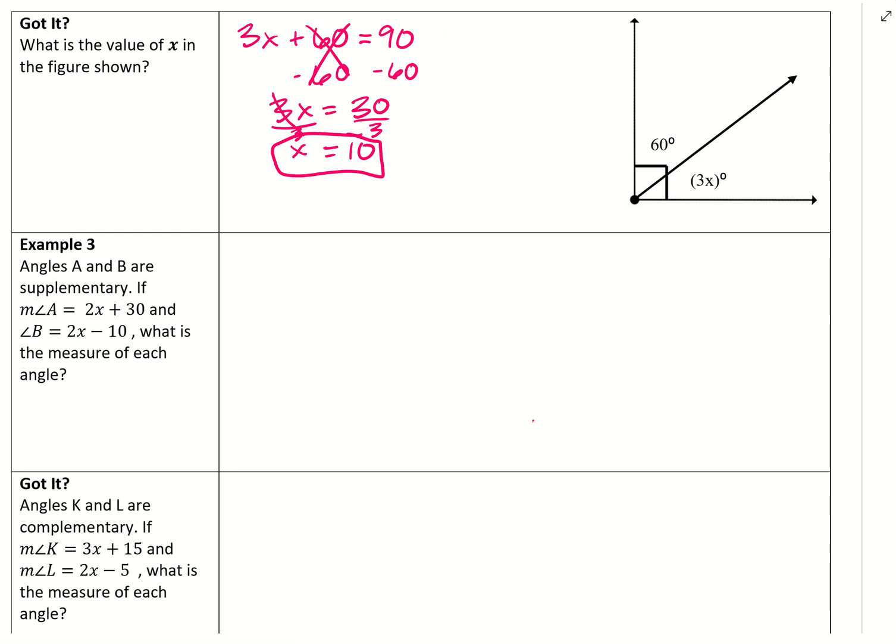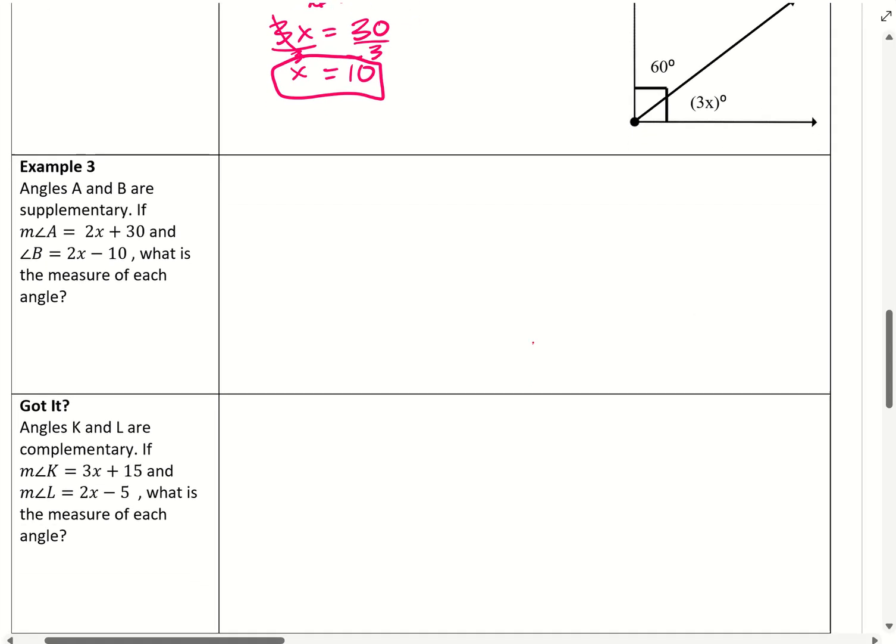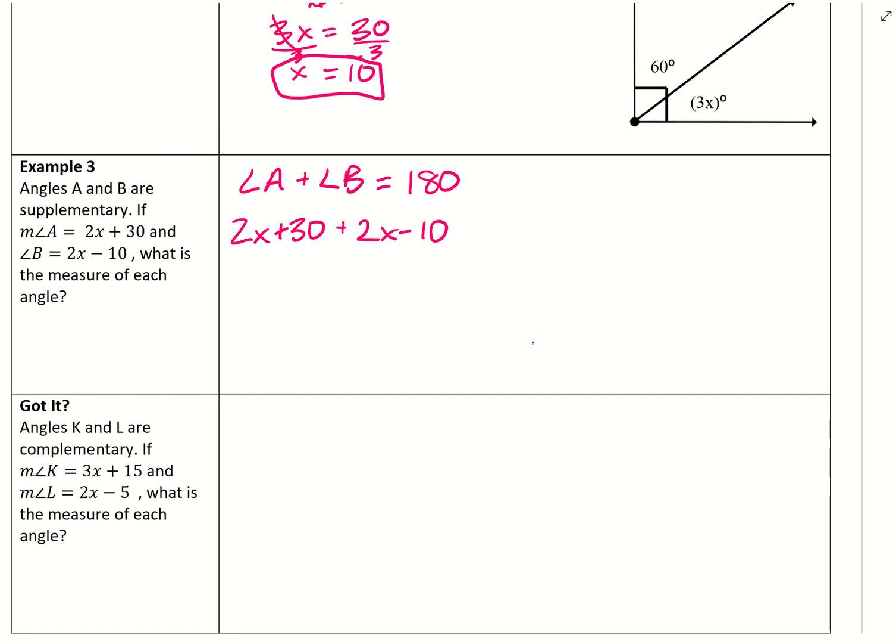Okay, example 3, angles A and B are supplementary. If the measure of angle A equals 2x plus 30 and angle B equals 2x minus 10, what is the measure of each angle? All right, so now we're getting into a little bit more difficult stuff. We know that angle A and angle B are supplementary. That means they add up to 180. Now I need to plug in for both of them. So for angle A, we're going to have 2x plus 30. And we're going to add that to angle B, which is 2x minus 10.